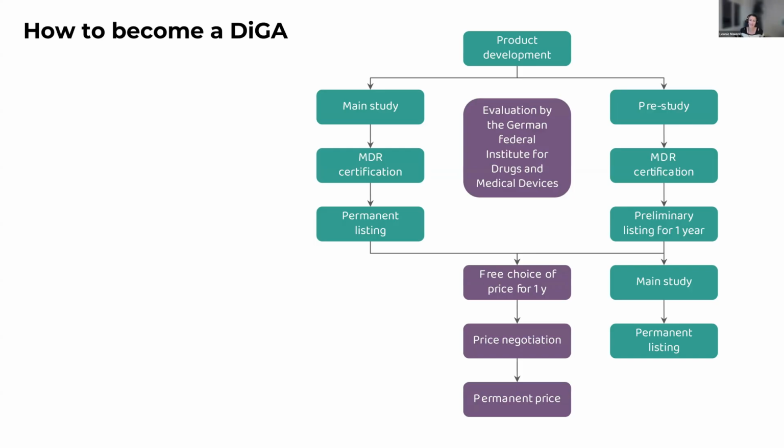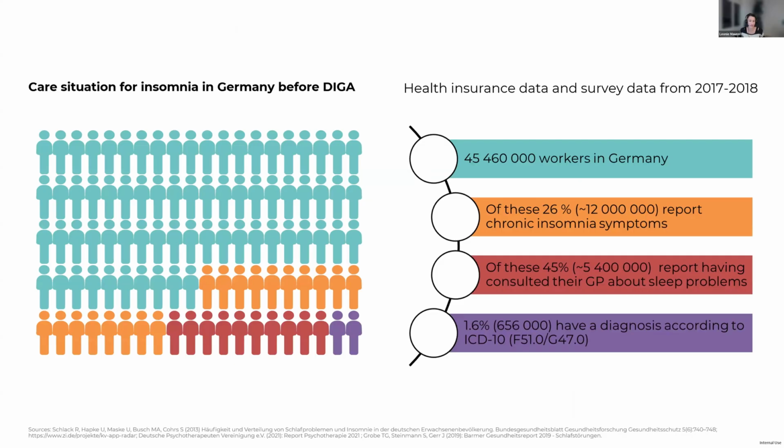Yeah, but let's go back to the German healthcare situation before the DiGA came, because the question that we wanted to answer is, can technology actually fix this problem of the insomnia journey? We have some data from German healthcare services that is, I think, quite interesting. When we look into the care situation for insomnia before the DiGA came, we have data from the year 2017 to 2018, so it's quite old, but unfortunately we don't have anything newer than that.